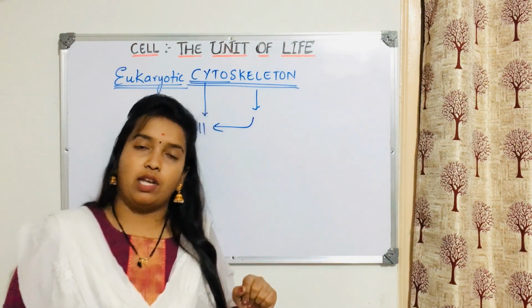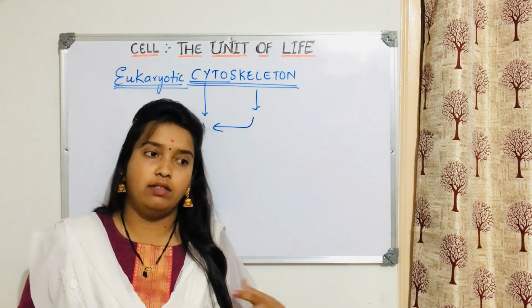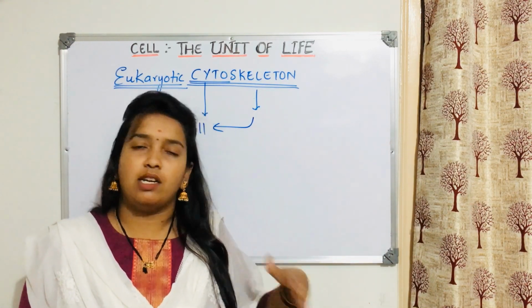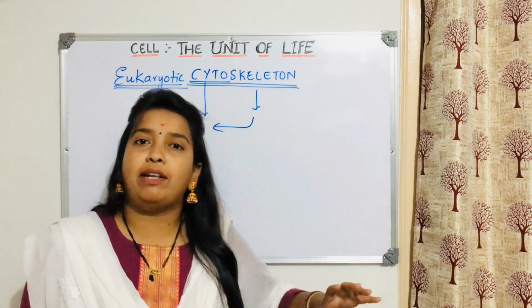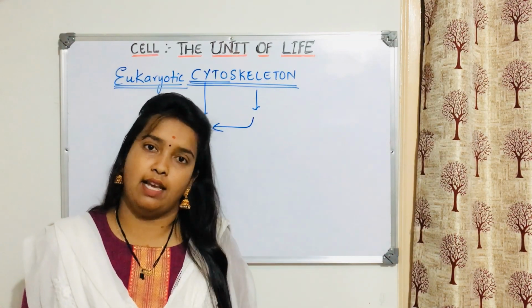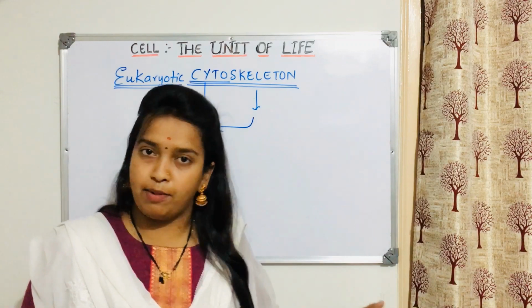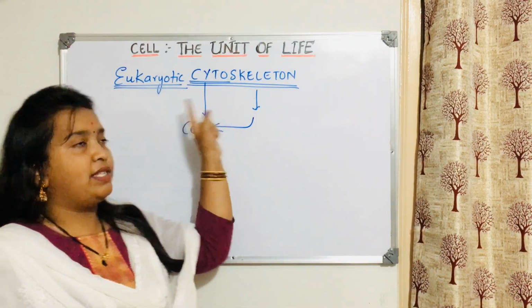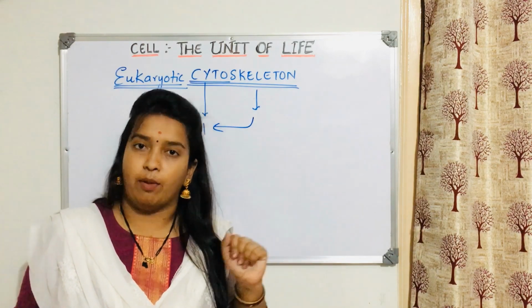Prokaryotes also have a cytoskeleton, but research is still going on about what proteins it is made up of and all those things. But we have a clear picture of the cytoskeleton of the eukaryotic cell, so it has been put into the syllabus. We need to understand this first. So we are going to talk about the cytoskeleton present in eukaryotic cells.